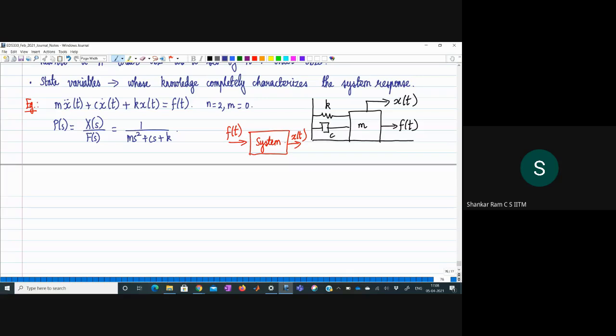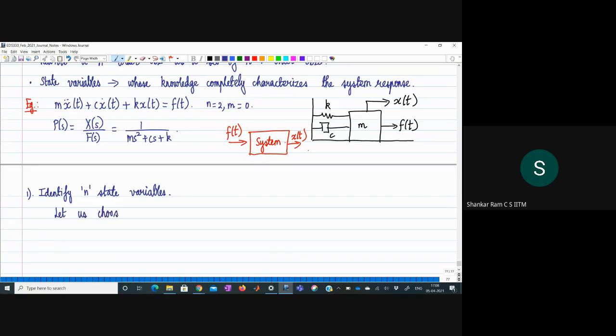Now, moving forward, what do we do? What are the steps that are involved in writing down this state space? The first step is we need to identify n state variables. We identify as many state variables as the order of the system. The order of the system is n. In this case, n is 2, so we have to identify two state variables.